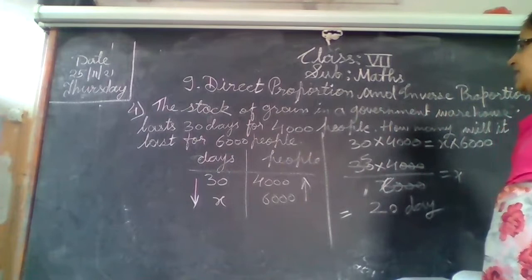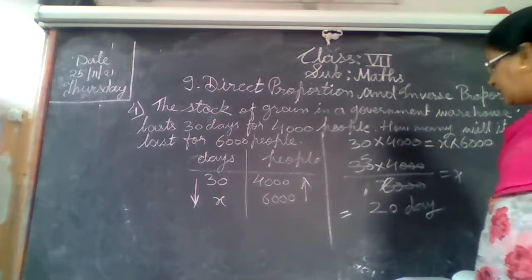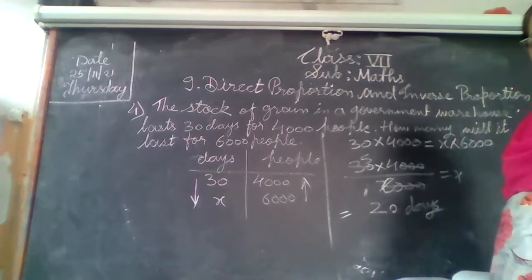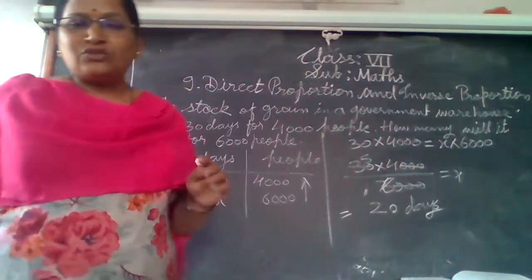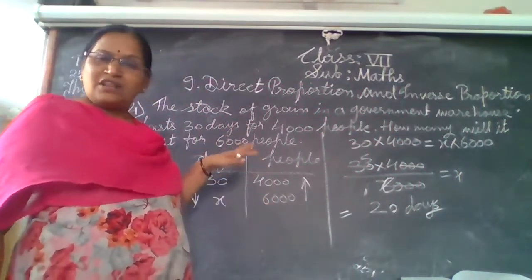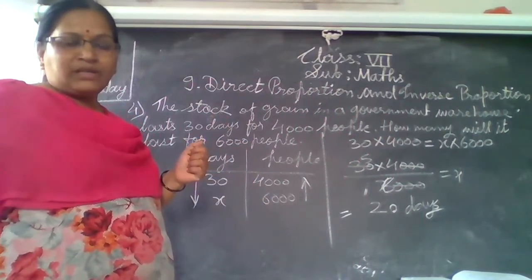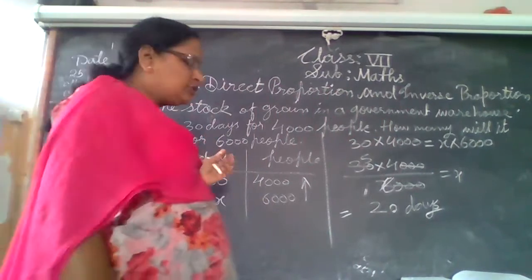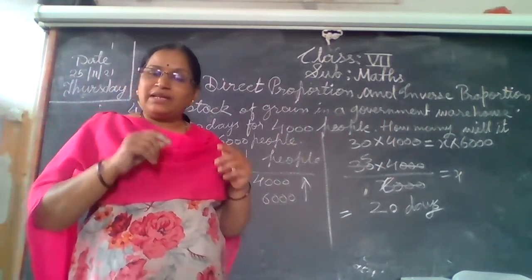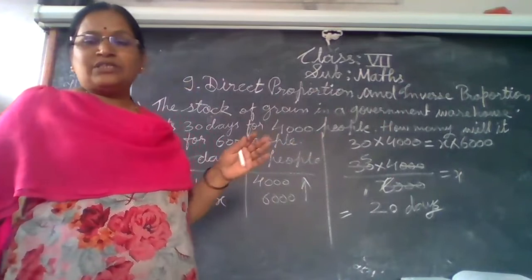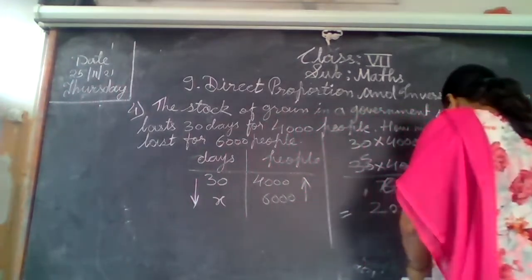So it will last for only 20 days. Got it, children? So you can solve this type of question as inverse proportion: people and food, work and time, speed and time. If the speed is more, the time is less; if the speed is less, the time is more. So this type of question is inverse proportion. Let's see another question.